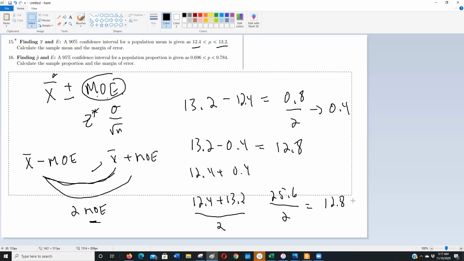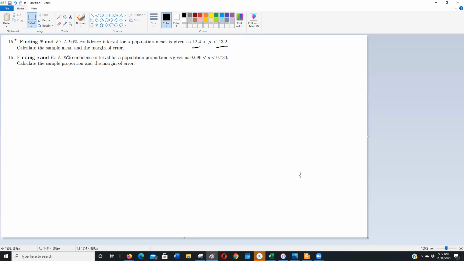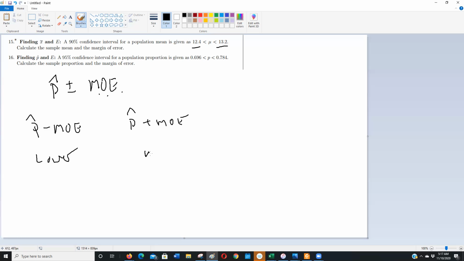I'm going to delete it and then do number 16 for you, since nobody answered this in the forum. Maybe I won't, so that I can use this video for future years. But what I will do is have you think about this: the confidence interval is p hat plus or minus the margin of error again. So we can do the same thing. We know p hat minus the margin of error is my lower bound, and p hat plus my margin of error is my upper bound.